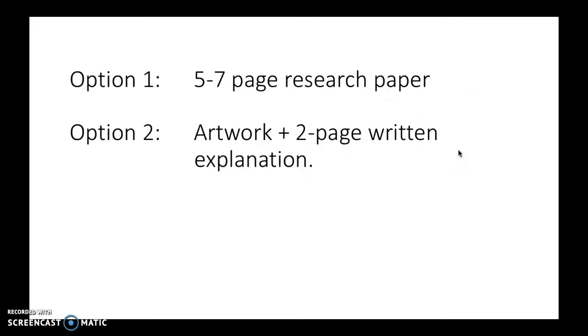You have two options for your project. Option 1 is a 5 to 7 page research paper. And option 2, you make an artwork and then you do a 2-page written explanation of your artwork. Either way, your adopted artwork, the thing that you adopted during week 2 or 3, that's your jumping off point for whatever your project is going to be. I'm going to go through and talk about option 1 first.